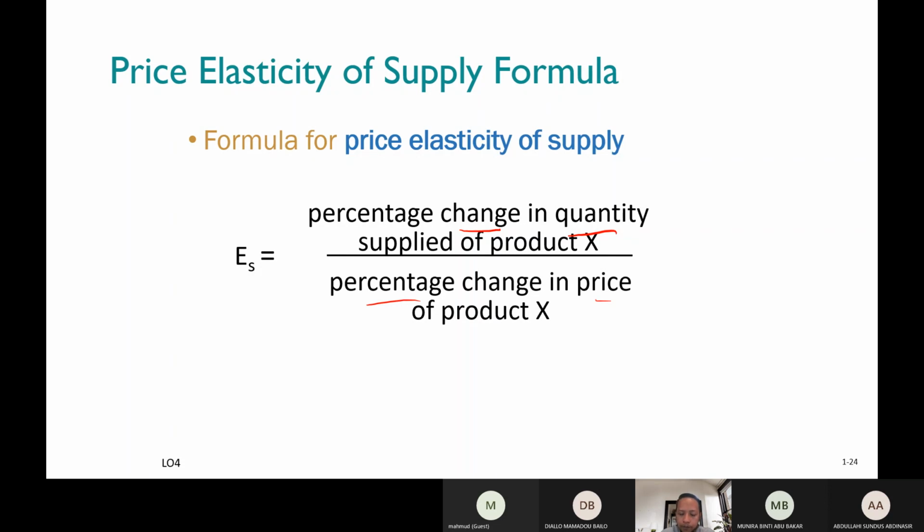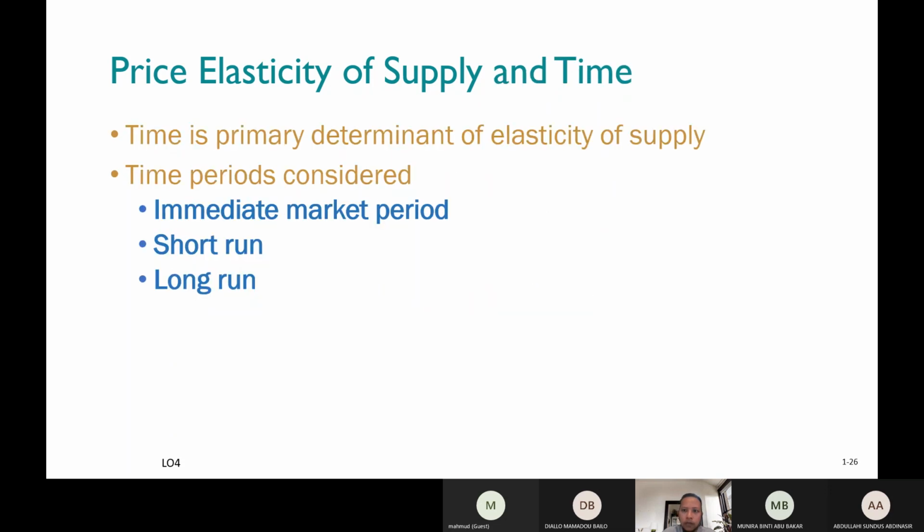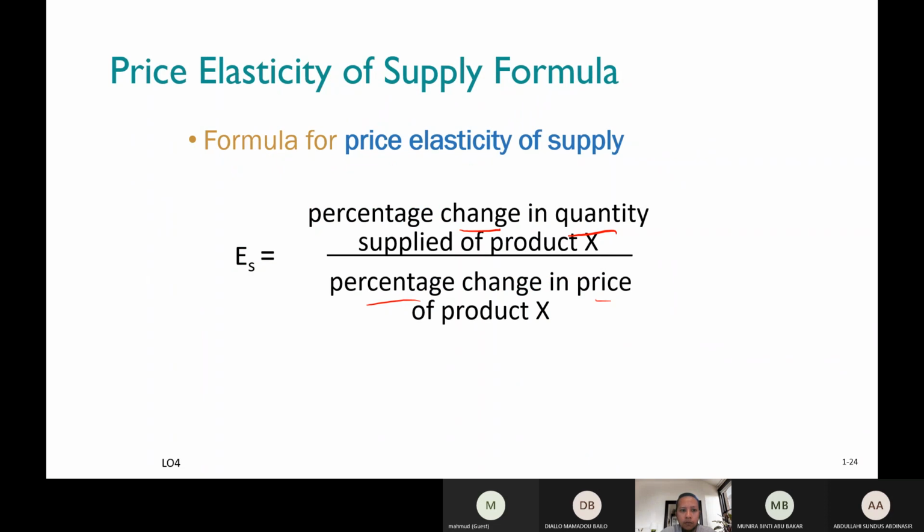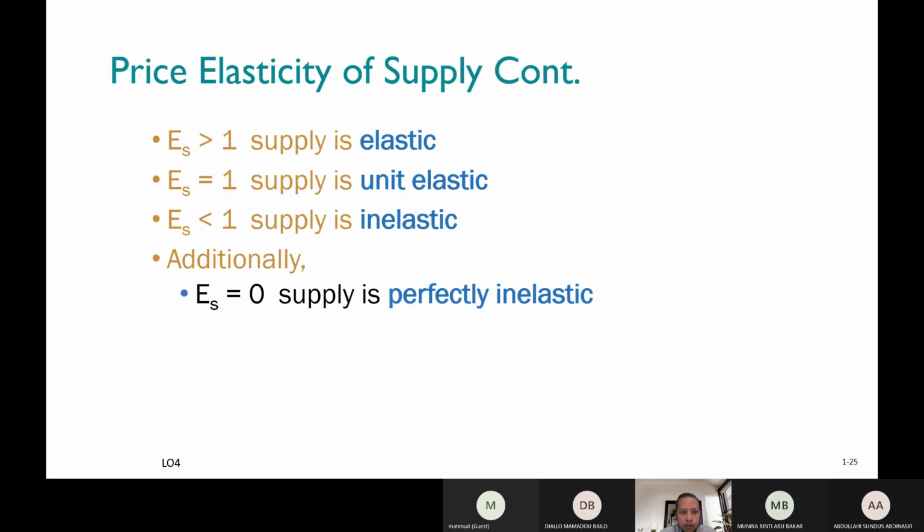Okay, similar to the one just now. Okay, so similarly, if it's larger than 1, then it is elastic. If it's equal to 1, it is unit elastic. If it's less than 1, then it is inelastic. Okay, and you can also find perfectly inelastic supply.